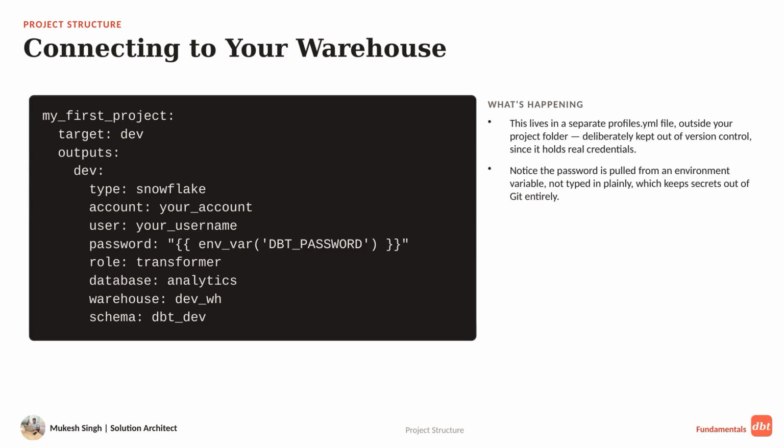Your warehouse connection details live in a separate file called profiles.yml, kept outside your project folder on purpose, since it holds real credentials. This example connects to Snowflake, specifying the account, the role DBT should use, and which warehouse and schema to build into. Notice the password isn't typed in directly. It's pulled from an environment variable instead, which keeps real secrets out of your code entirely, and out of Git if you ever push this project to a repository. This same pattern, reading credentials from the environment rather than writing them into a file, is standard practice across almost all modern data tooling, not just DBT.